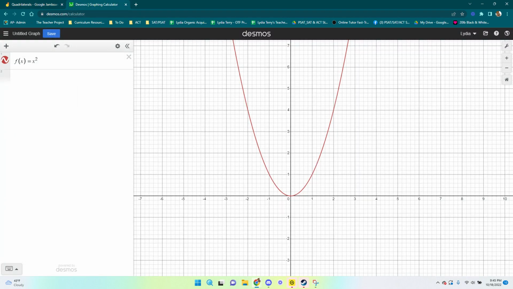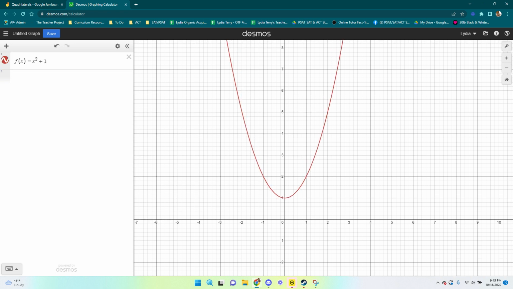Okay, if I want to move this parabola up, I'm going to do this. Oops, I'm not. I'm going to do that.